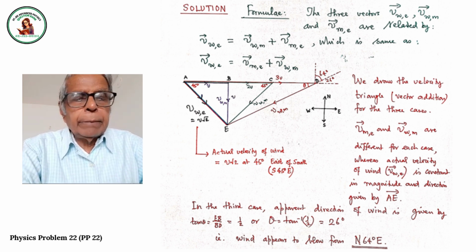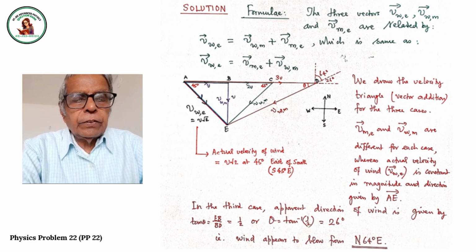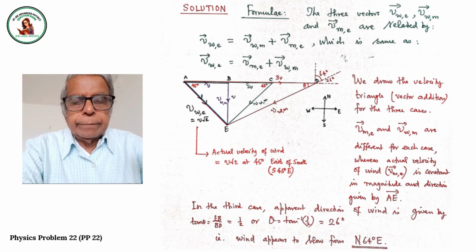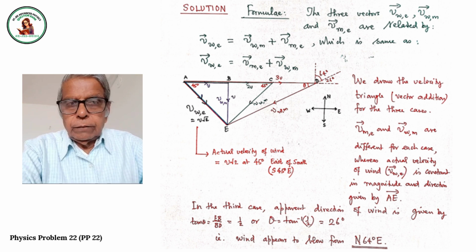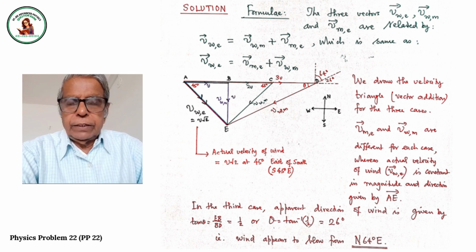The vector which remains constant in the three cases is the actual velocity vector of the wind, represented by AE, vector AE in the diagram. Because the wind velocity is independent of whether the man is moving fast or slow or remaining at rest. So man's movement has no effect on the wind velocity. Only the relative velocity, including direction of the wind, will change if the man is moving.